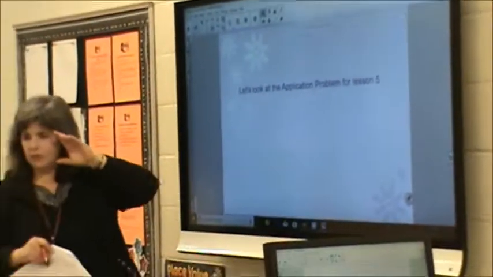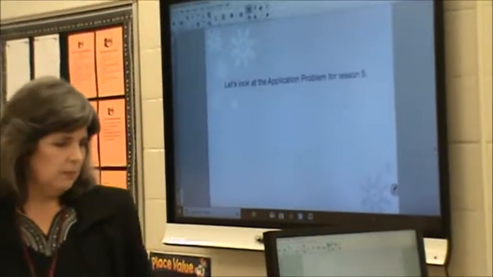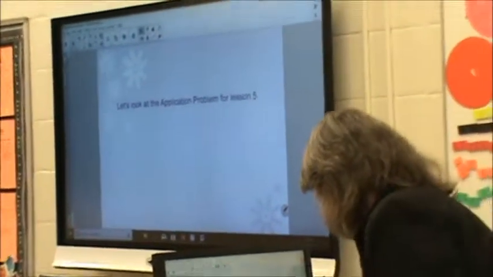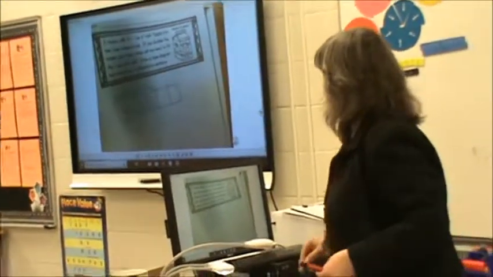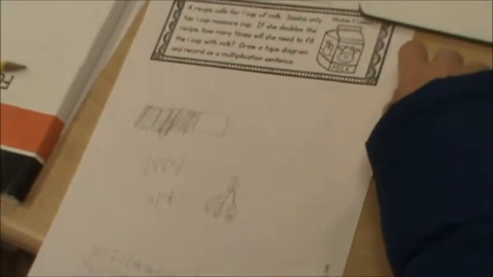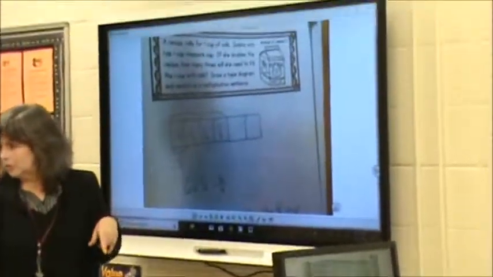Now let's look at your application problem that we started this morning. It kind of ties into what we're doing. And this goes along with our lesson and what we've been learning for the last week. Real life, isn't it? Whoever helps mom, she only has a 1/4 of a cup measuring cup. But you're going to double. What does double mean? 2 times. So we're going to make 2 times the chocolate chip cookies because you're really hungry.